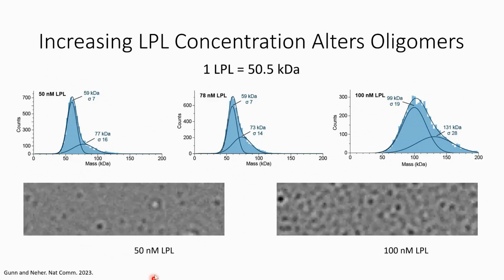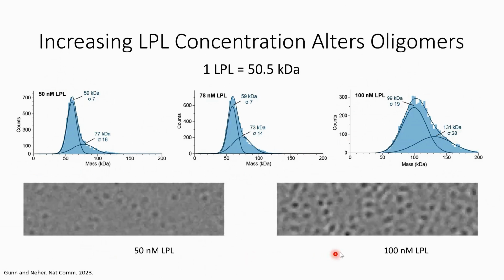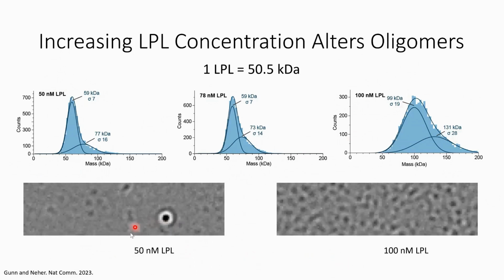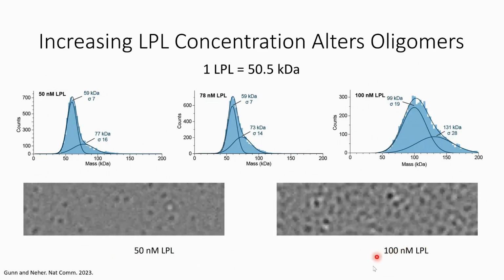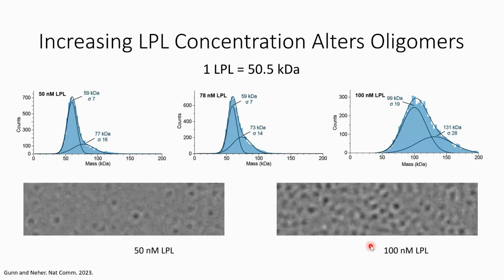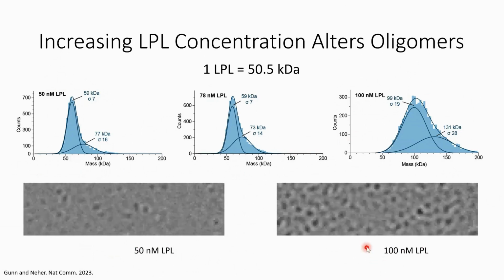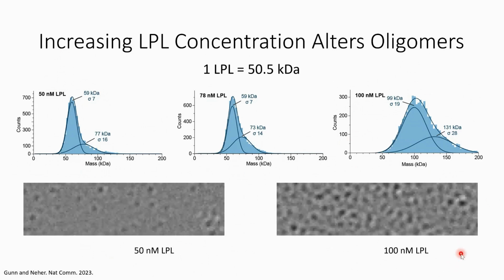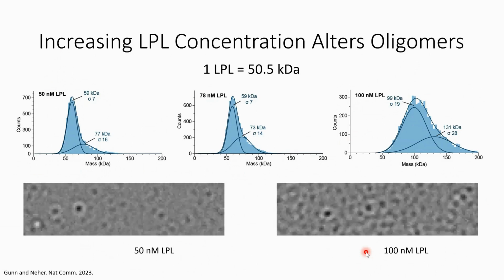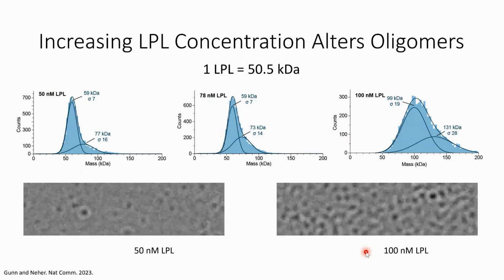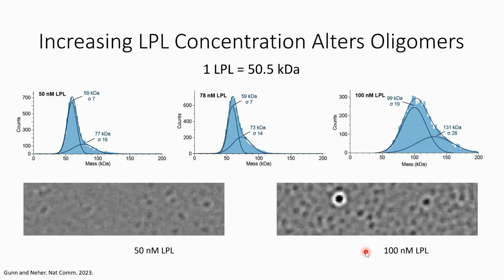Unfortunately, though, we weren't able to use mass photometry as we had done for these at higher concentrations, because as you can see, when you compare this 50 nanomolar LPL impacts to these 100 nanomolar LPL impacts, we were sort of maxing out our ability to determine individual particle impacts at 100 nanomolar. So we realized we needed to do something slightly different in order to characterize the oligomeric state of these higher concentration LPL samples.